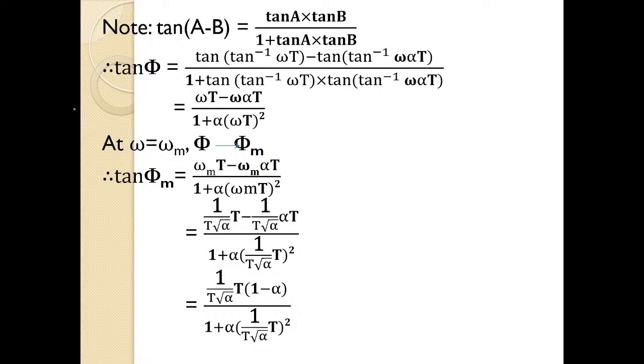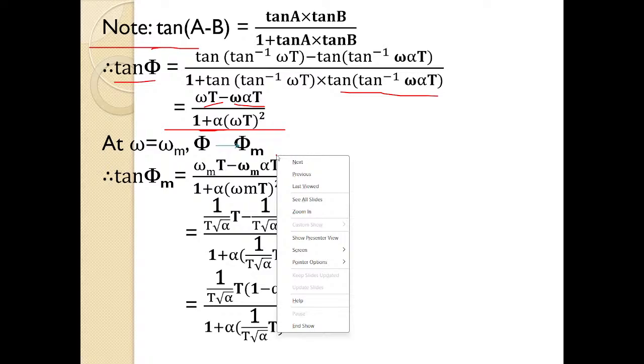And we know one formula. What is it? tan (a minus b) is equal to (tan a minus tan b) by (1 plus tan a into tan b). Just implement that formula in the above equation. You will get tan phi is equal to (tan of tan inverse omega t minus tan of tan inverse omega alpha t) by (1 plus tan of tan inverse omega t into tan of tan inverse omega alpha t). Tan and tan inverse will be cancelled. So what is left over now? Tan phi is equal to (omega t minus omega alpha t) by (1 plus alpha omega t square).